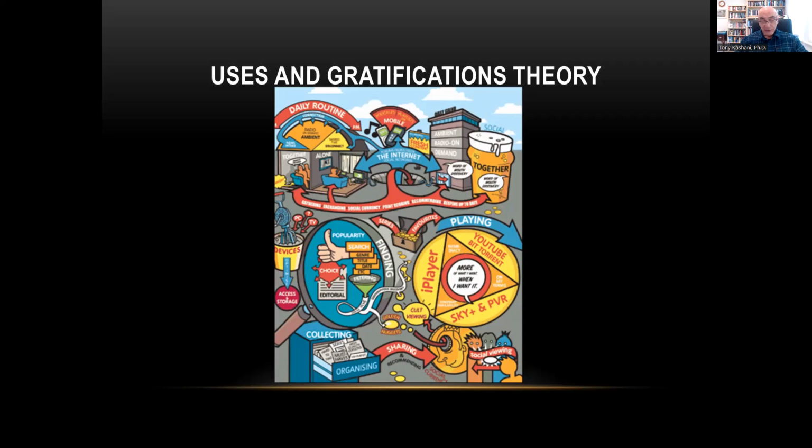Then there is number 3, integration of social interaction gratification: using media to connect with others, socialize, or feel a sense of belonging. Social media platforms, for instance, provide opportunities for social interaction and community engagement. Number four, entertainment gratification: seeking enjoyment, relaxation, or emotional stimulation. This can involve consuming content purely for pleasure.